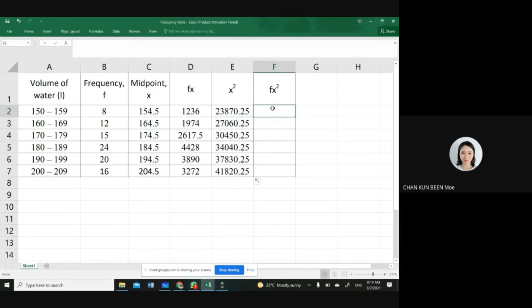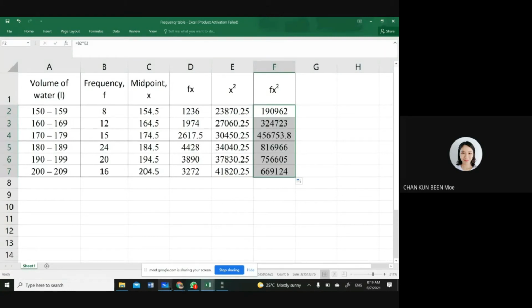Okay, next, fx squared. Fx squared, you just take the frequency, multiply by the x squared. So it will be 8 times 23870.25. So I just put the formula over here, 8 times this. So we will get 190,962. Okay, I drag it down. So these are all the answers that we have.